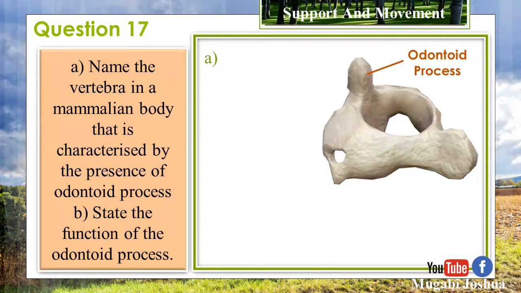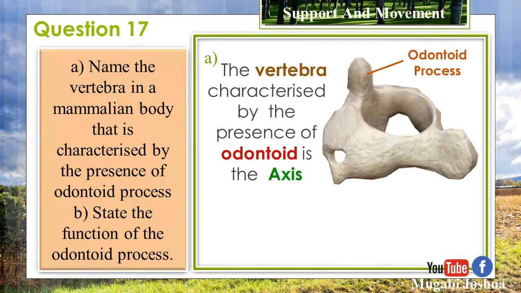Let's deal with part A. Now, when you look at that bone, it has got the odontoid process. So we can say the vertebra characterized by the presence of the odontoid process is the axis. The axis is that vertebra that has got the odontoid process.